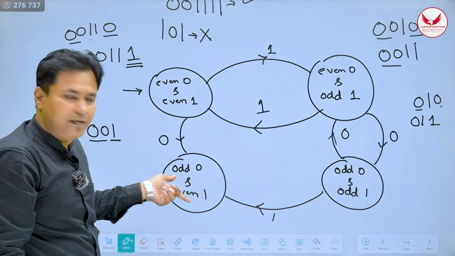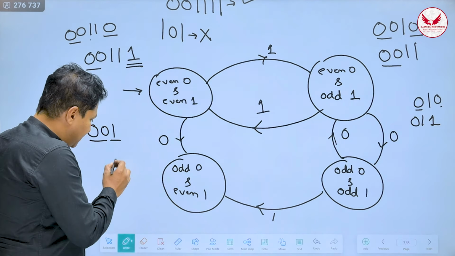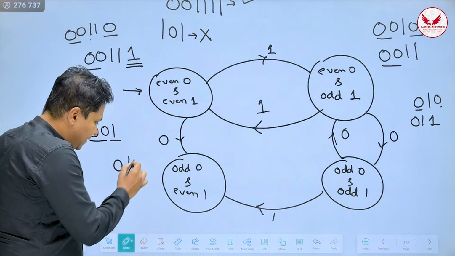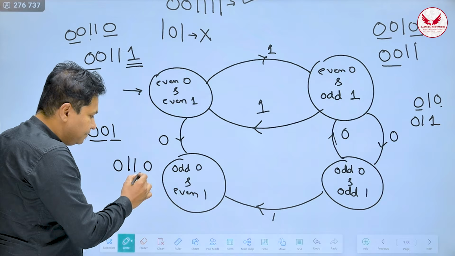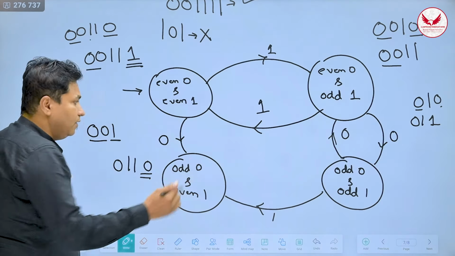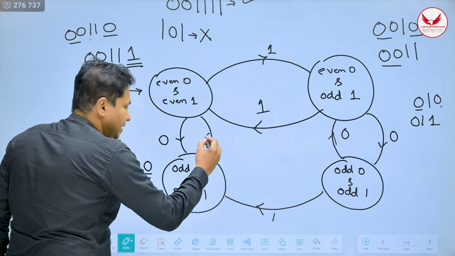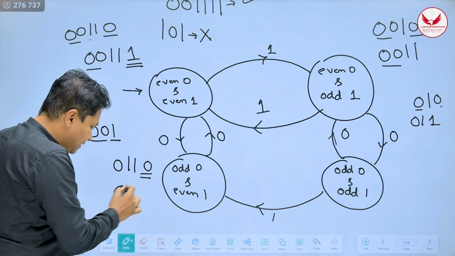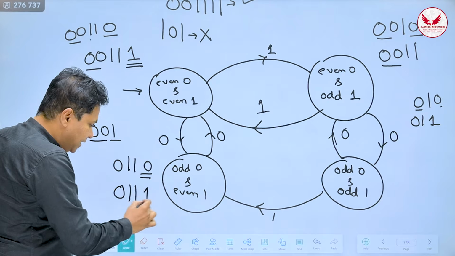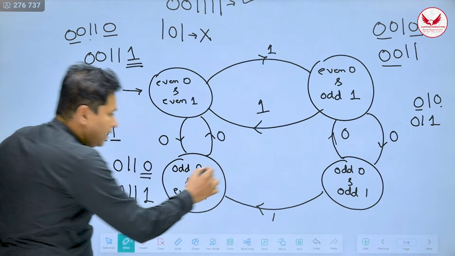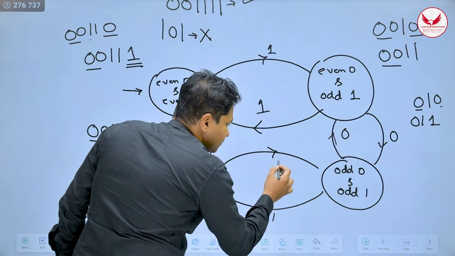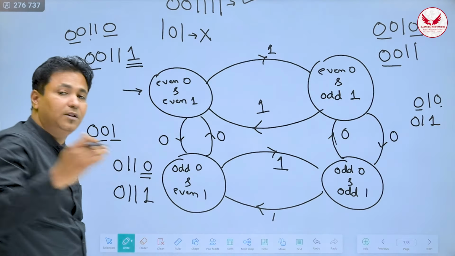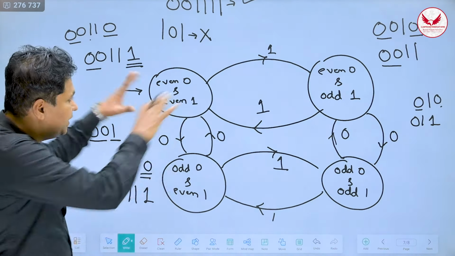Same as for this state, odd 0 and even 1. If I process 0, I am getting even number of 0, even number of 1. Same as in this state, when I process 1, I am getting odd number of 0 and odd number of 1. So every time you have to check what are the possible outputs, and in this way you can design.